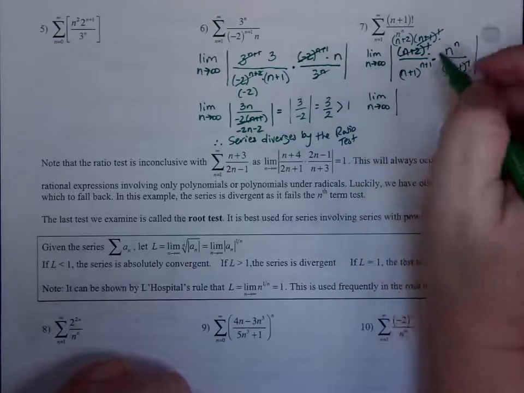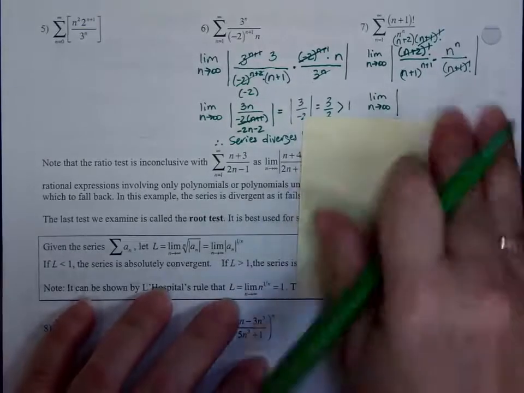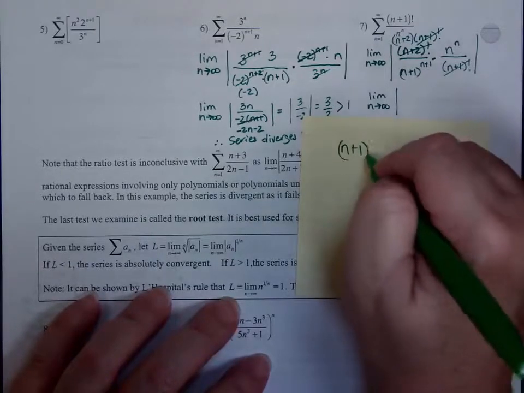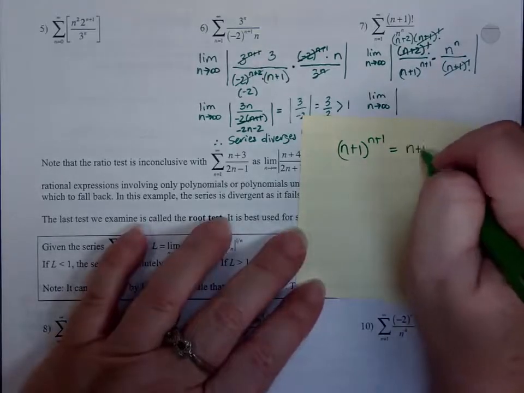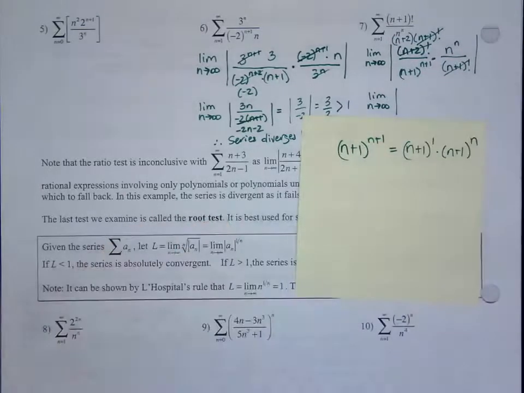Now, I'm going to do something a little bit unusual to clean up the n plus 1 and n to the n. So, I want to show you something. I am going to break this n plus 1 to the n plus 1 into its two components. This is the same thing as n plus 1 to the first times n plus 1 to the n. Do you agree with that statement? Yes. Because you just add the exponents. The reason I'm doing this is because I want the top and the bottom to have the same power, and that power is n. Okay?